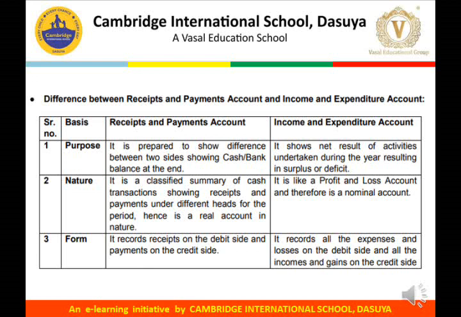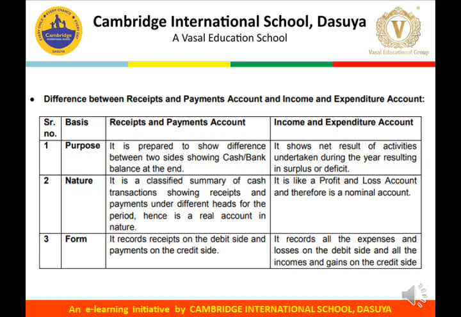The second basis of difference is nature. Receipt and payment account is a classified summary of cash transactions showing receipts and payments under different heads for the period. Hence, it is a real account in nature, whereas income and expenditure account is just like profit and loss account, and therefore it is like a nominal account.